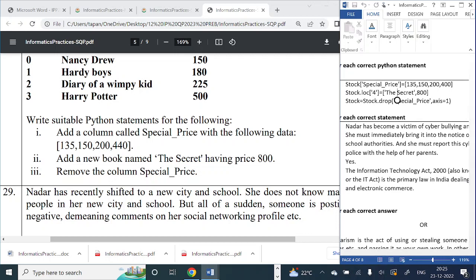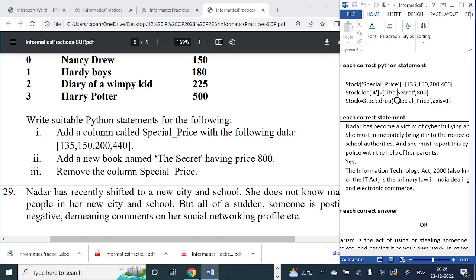The next one, add a new book name, the secret having price 800. Whenever we are adding a new row, we were using the name of the data frame dot loc and the row index you can mention here. So index will be 4 equals to, now the data will be, the first one is the name of the book and the second one is the price. So you can see here stock dot loc in square bracket the index equals to, in square bracket the book name in single quotes and comma the price.